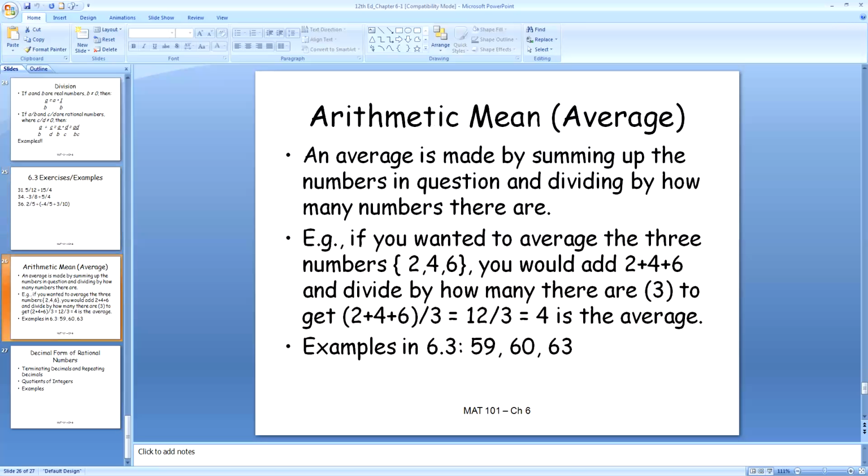When we start talking about an average, the arithmetic mean is the average. The way you take an average is by summing up all of the numbers that you're looking at and dividing by how many there are. So if you wanted to average these numbers, 2, 4, and 6, you would add those together and divide by how many there are to get the average.